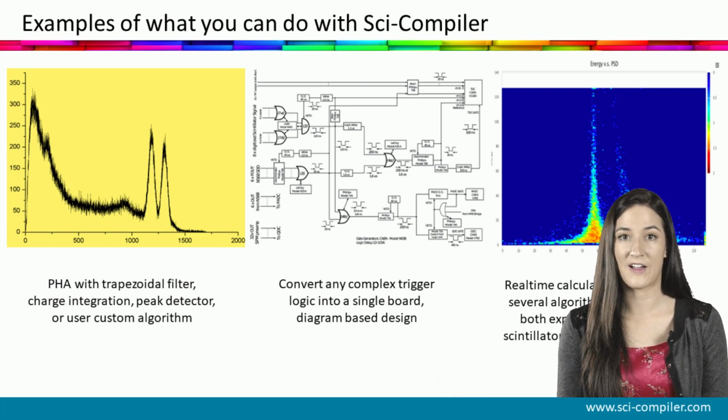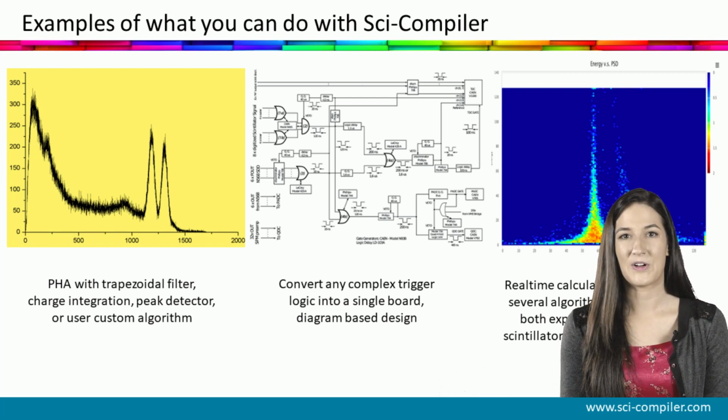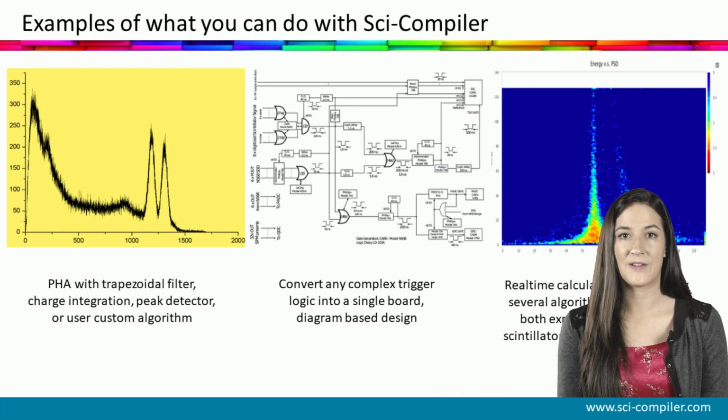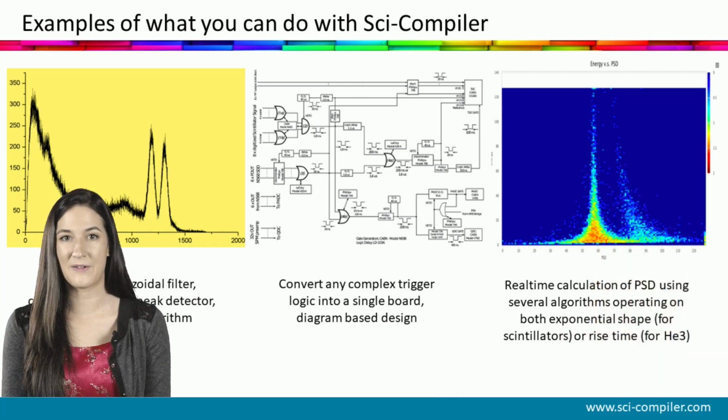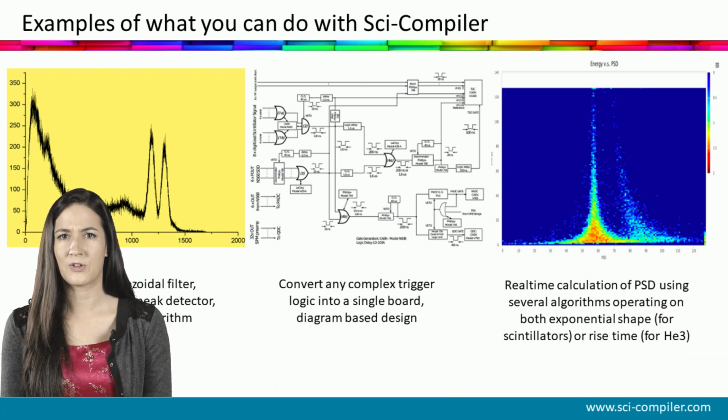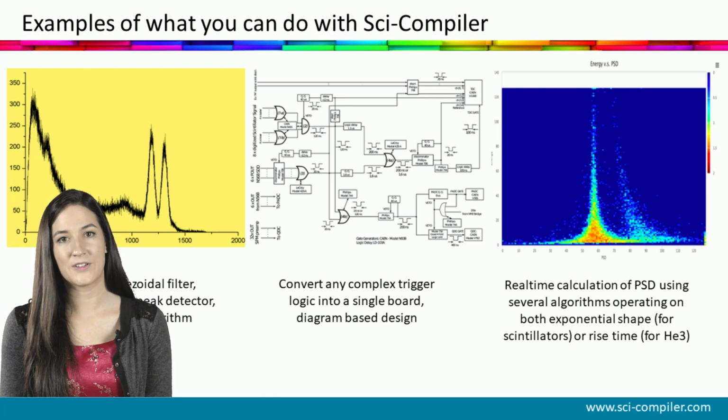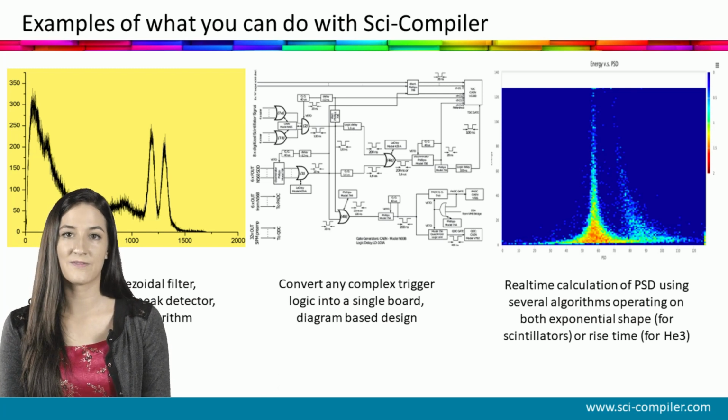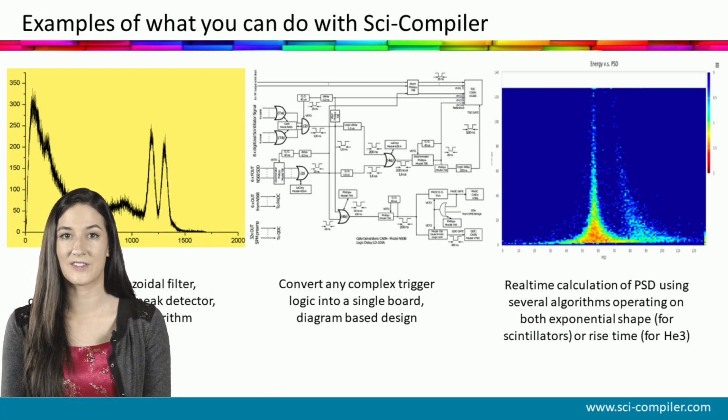In the realm of trigger logic, complexity is a common hurdle. SciCompiler elegantly converts intricate trigger circuits into a single board, diagram-based design. This simplifies the setup without compromising the sophistication of your logic systems. Now consider the real-time calculation of pulse shape discrimination. SciCompiler does this using multiple algorithms that analyze both exponential tails, commonly used with scintillators, and rise time, essential for helium-3 detectors.